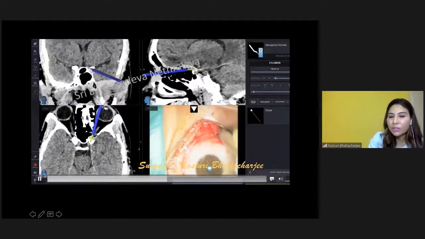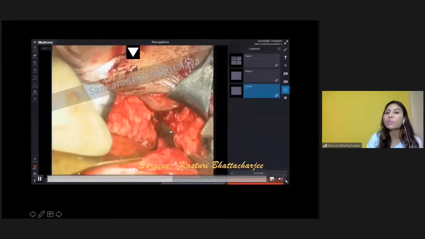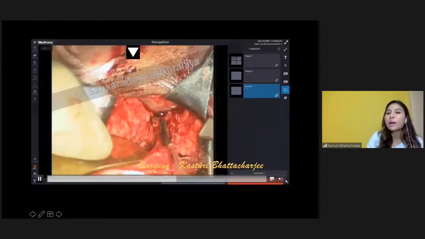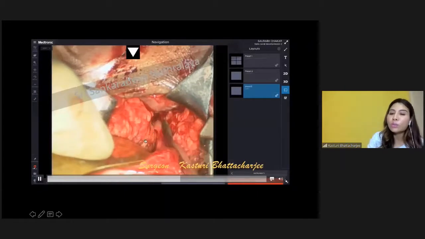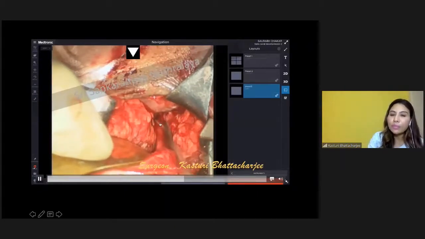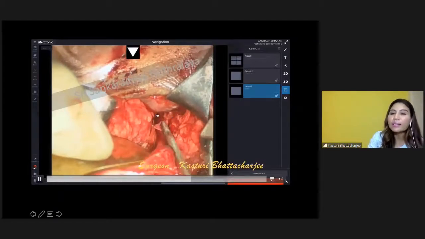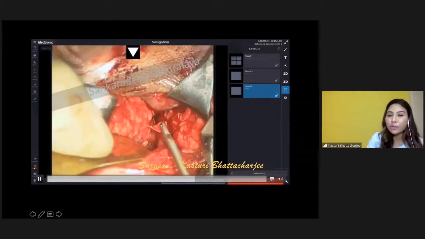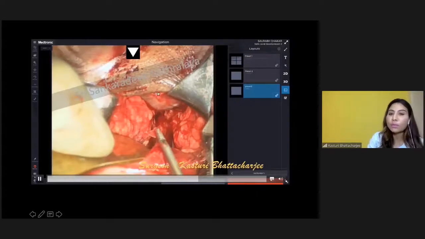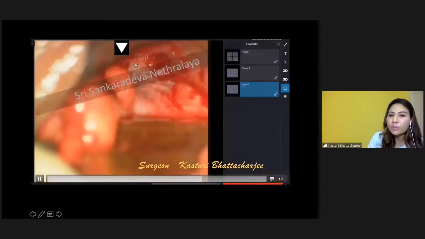This is my trajectory mode, which is showing that I need to go further deep inside the orbit in order to decompress the whole of the canal. And this is the final bone segment that has been removed. This is a surgery I do under the microscope because it's not possible to do with the loupe. And this is the optic nerve here that you can see, and this is the annulus of Zinn.